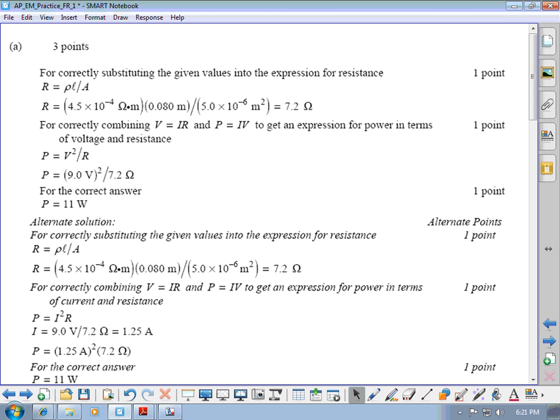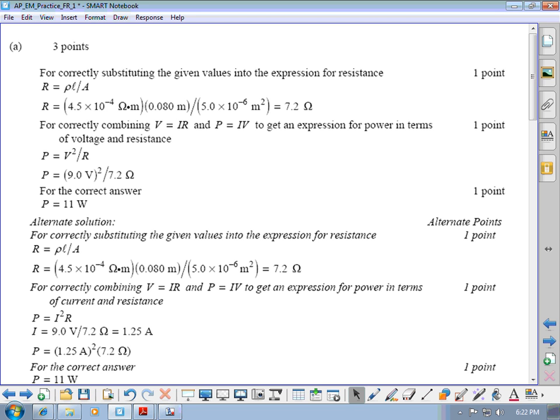And then it was 1 point for correctly combining V equals IR and P equals IV to get an expression for power in terms of voltage and resistance. That was one way of doing it. That wasn't the way that we did it. We knew the voltage and we knew the resistance, so we calculated the current. But for this, you could combine those equations to get power is voltage squared over resistance. So that was a point to rearrange those equations.